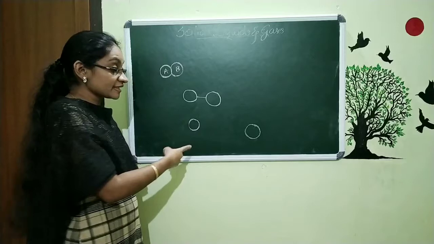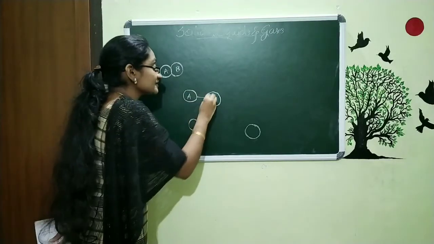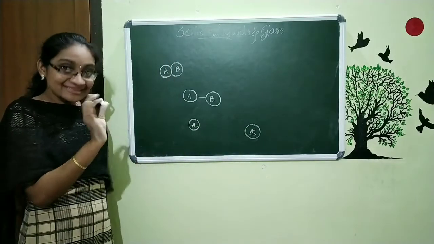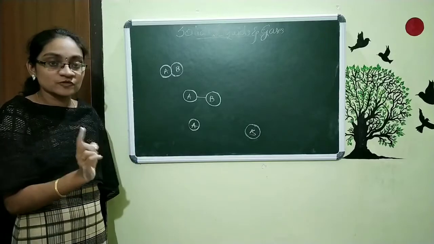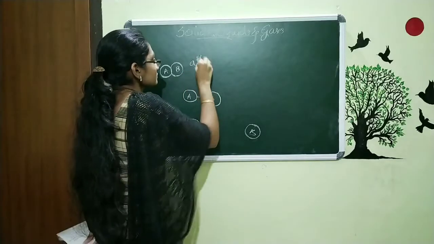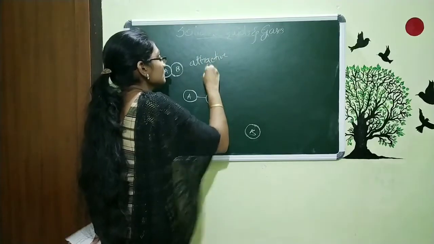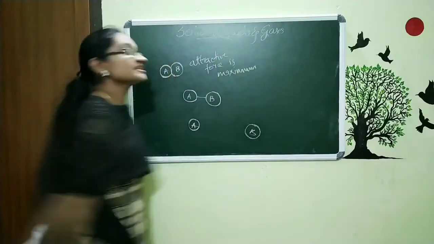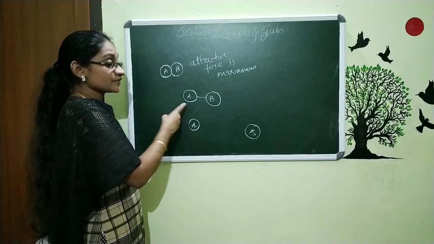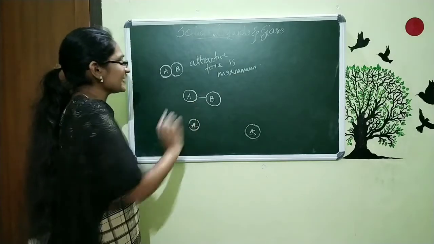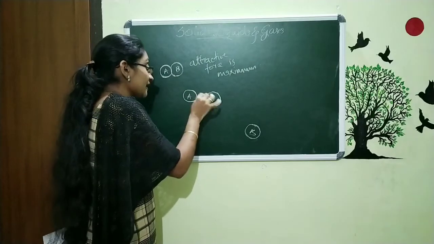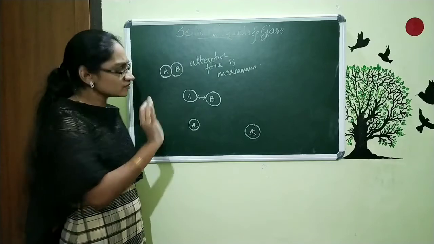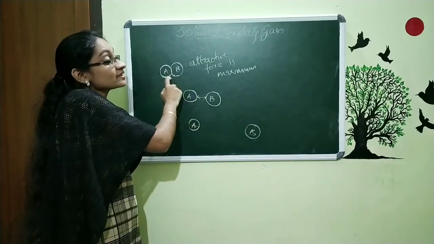Here the distance is between A and B. That means we are drawing the molecules. This is molecule A and this is molecule B. So here the distance is less, so we can say the attractive force is maximum. And here you can see some distance between A and B. Still they have attraction to each other, so we can say the attractive force is moderate, but it is less than between the first A and B.